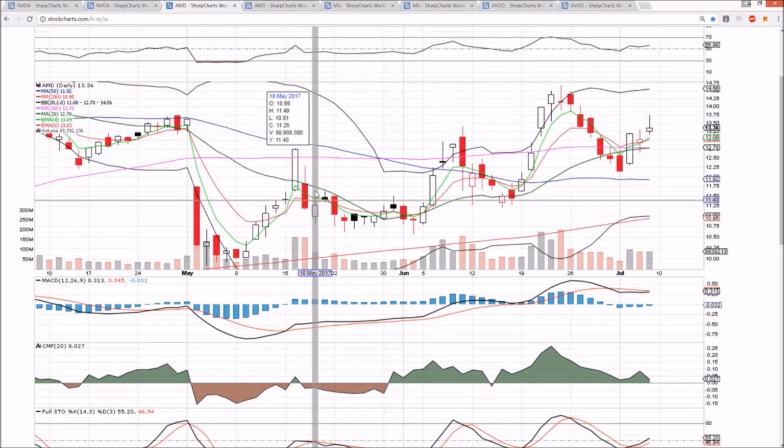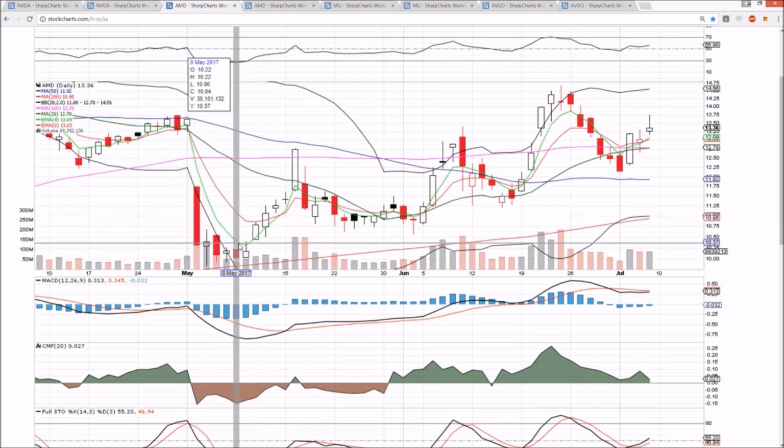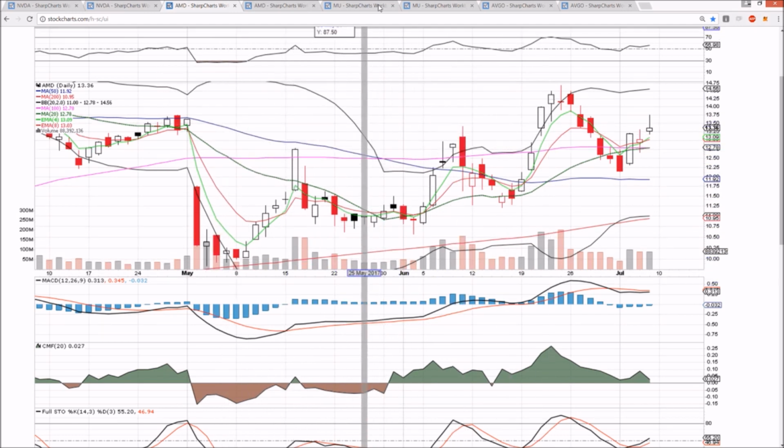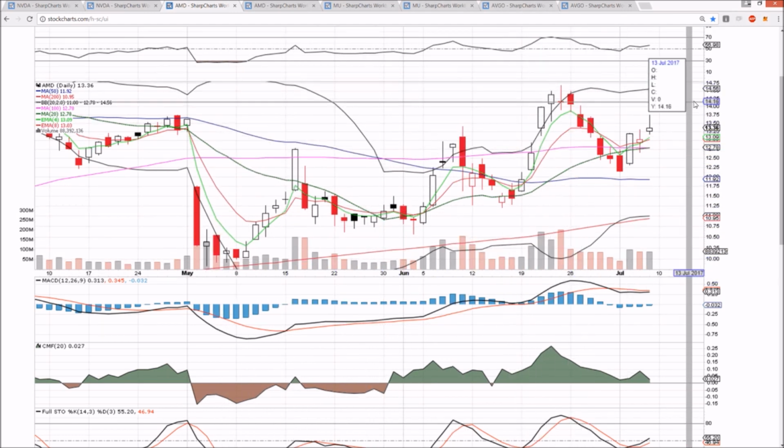And the scenario there is AMD was the weakest back in May, so it almost got all that bearish action out of the way. And now, while the other names are pulling back from their highs, AMD has been able to hold up. So that's the way it stands on the daily time frame.